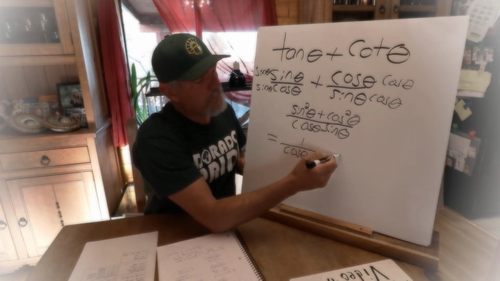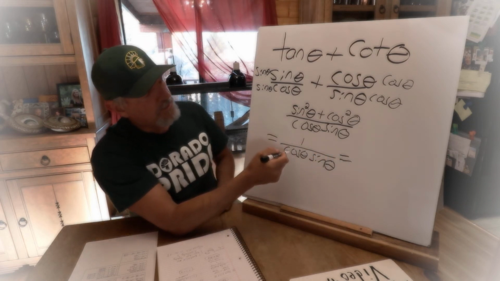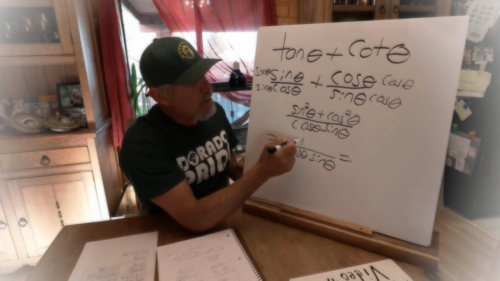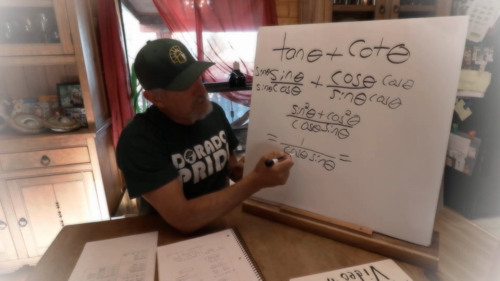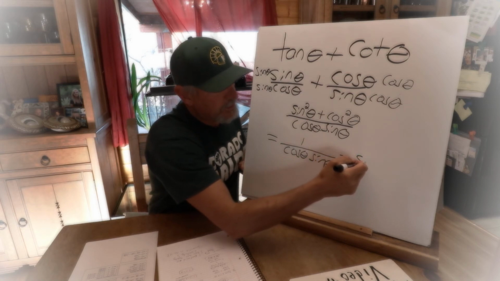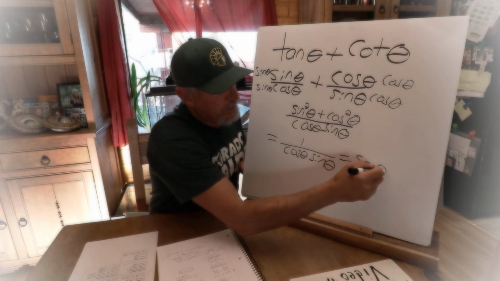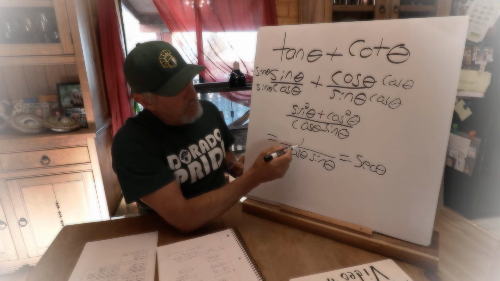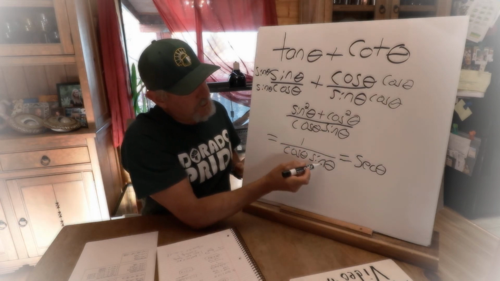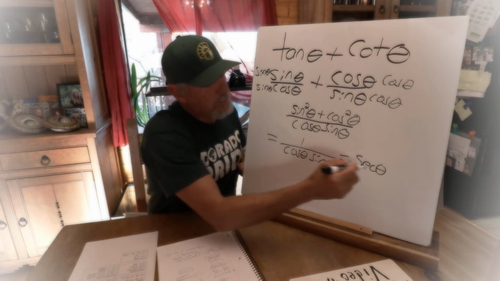So now, I don't like it left as a fraction. So I'm going to change these. 1 over cosine is secant. So I'm going to rewrite this as secant theta. The 1 over cosine turned to the secant. The 1 over sine, I'm going to change to cosecant.